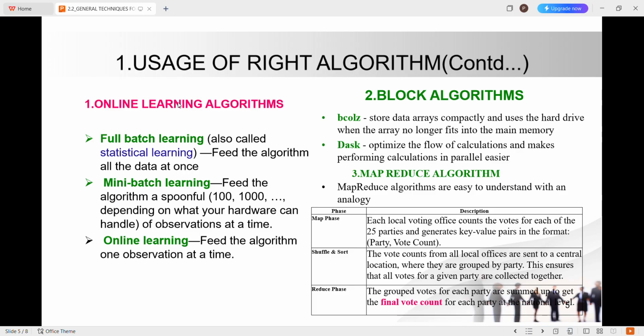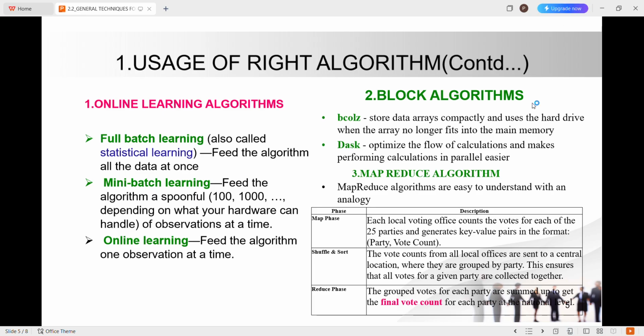Okay, the first one is your online learning algorithms. Here you have three categories. Either I can feed the algorithm with the data all at once, which is called full batch learning, or also called statistical learning. Or I can go in for mini batch learning, where I just feed the algorithm a spoonful, depending upon what the hardware can handle. The next thing is the online learning, wherein the algorithm can be fed with one observation at a time. So this is with regard to your online learning algorithms.